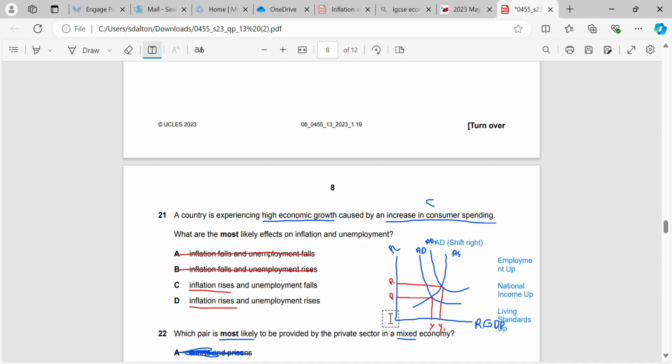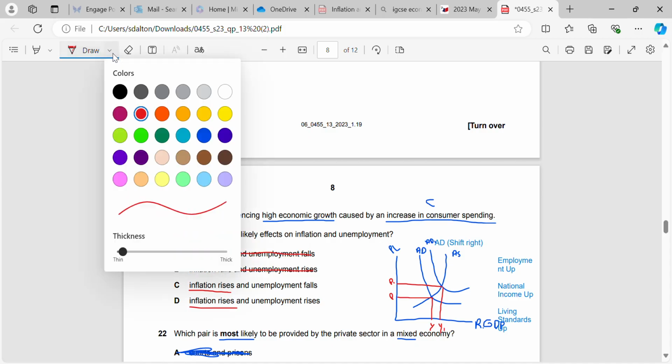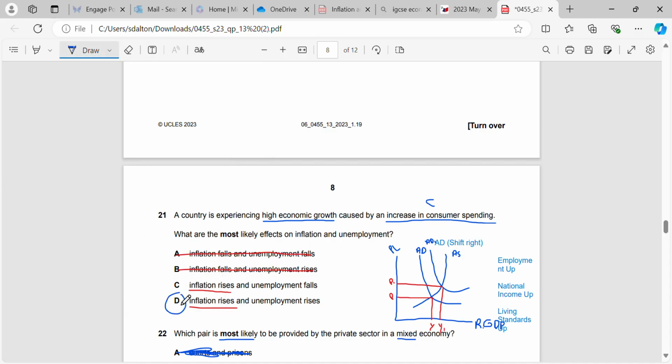So the only option really we can choose here now, which would make any sort of sense whatsoever, would be D. Oh, sorry, not D, C. I read it as employment, not unemployment. Inflation rises and unemployment falls. So like I said over here, employment up.